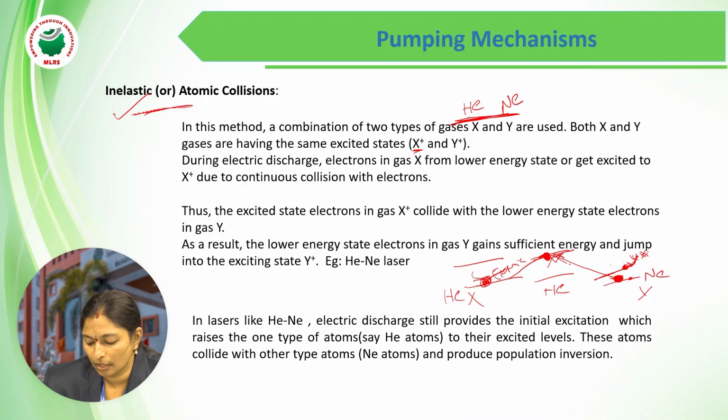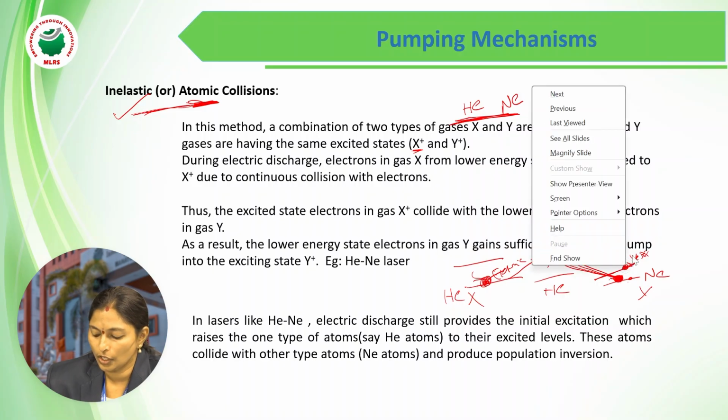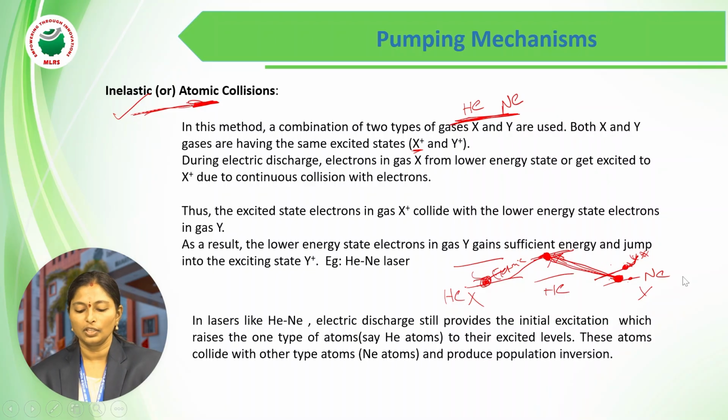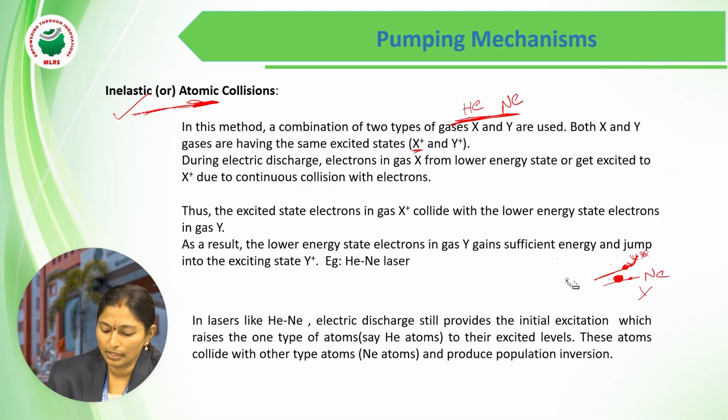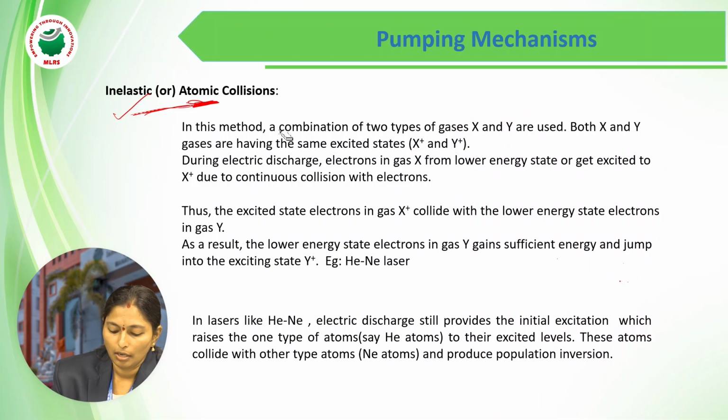only helium atom and neon atom, due to these collisions between atoms only, we are going to call it an atomic collision. With the help of the atomic collision, the second gas atoms also move from lower energy state to higher energy state. So that's why we call this atomic collision. First one is optical pumping, second one is electric discharge, and third one is the inelastic or atomic collision.